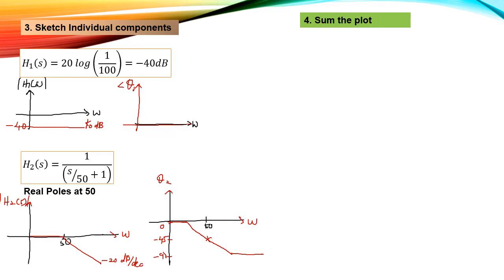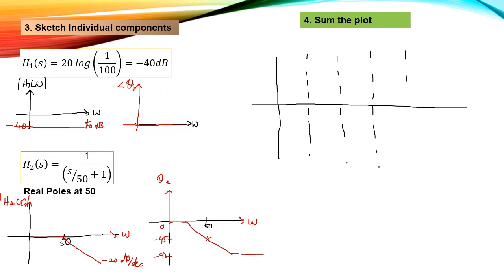And finally, you need to sum the plot. In order to sum the plot, you need to combine all the sketches inside one graph. So this is for the magnitude plot. You can break the section into decades. Start with the constant, you have negative 40 dB. Here is negative 20, here is negative 40. So you have a negative 40 dB line. This is your H1(s), the constant, and then you have the real pole H2(s). It is at 50, so you can start here with maybe 5, and then here is 50, and here is 500, and so on.